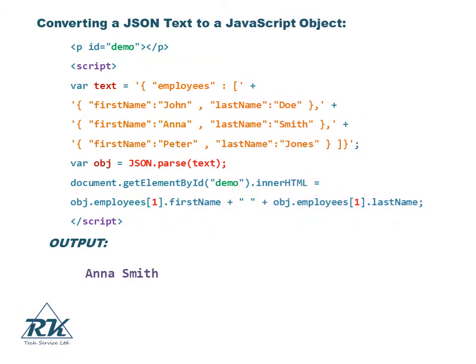Converting a JSON text to a JavaScript object. A common use of JSON is to read data from a web server, and display the data in a web page. For simplicity, this can be demonstrated using a string as input. First, create a JavaScript string containing JSON syntax. Then, use the JavaScript built-in function JSON.parse, to convert the string into a JavaScript object. Finally, use the new JavaScript object in your page. Please find the example and output of the example here.